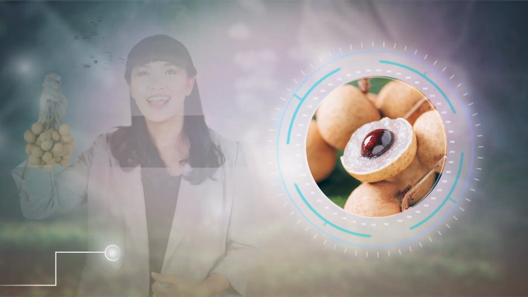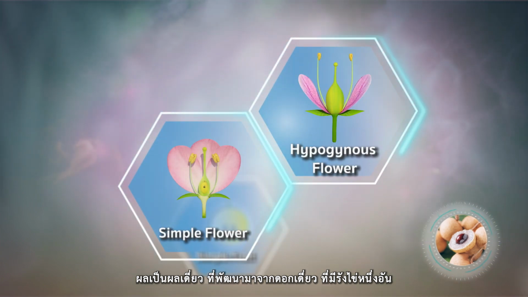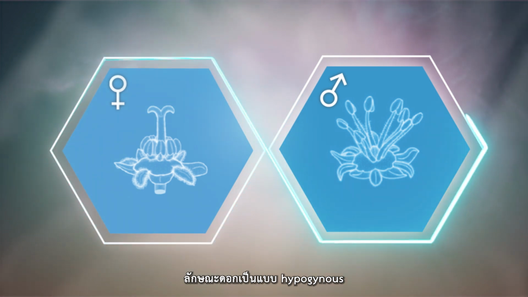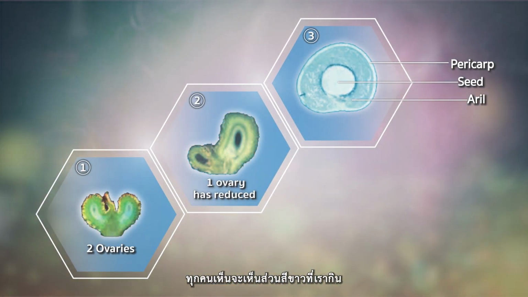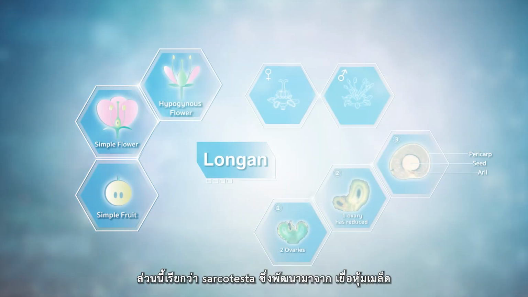The first one, Longan, is a simple fruit which is developed from a single flower having one ovary. It has a hypogynous flower type. You can see the part of what we eat. This is called the aril. It originated from the seed funiculus.